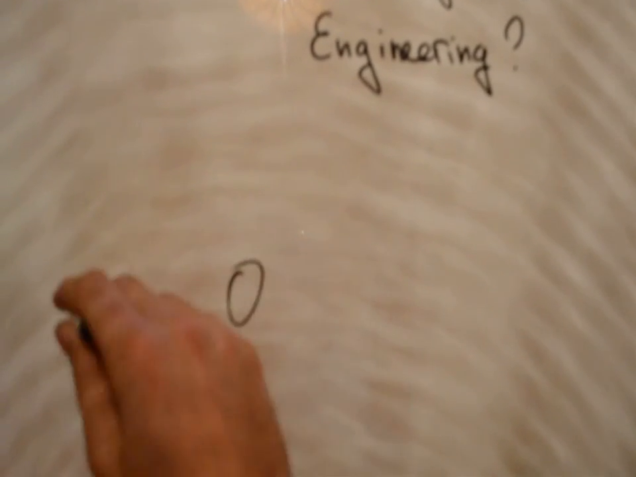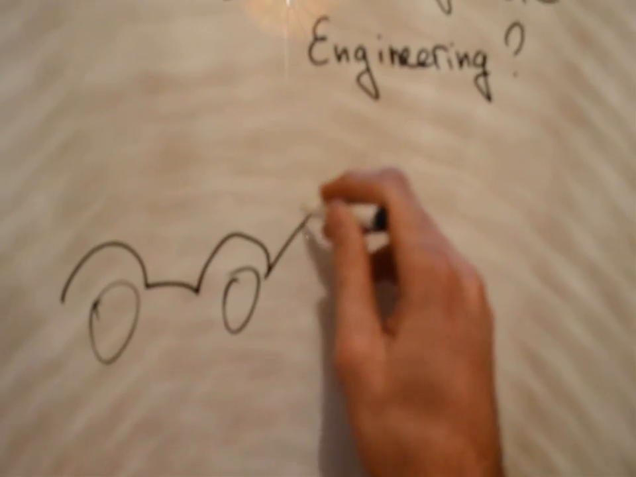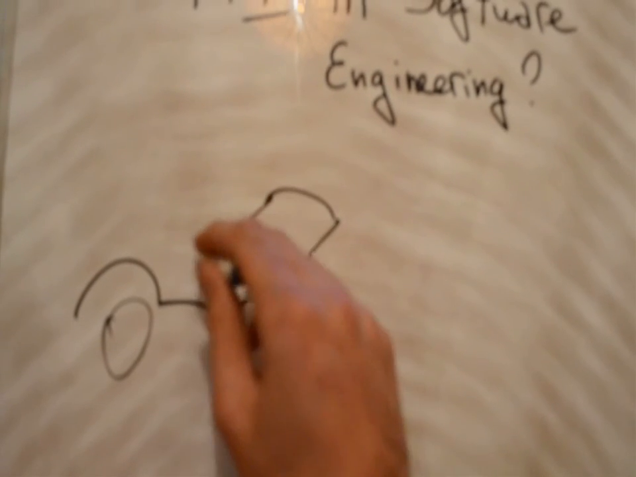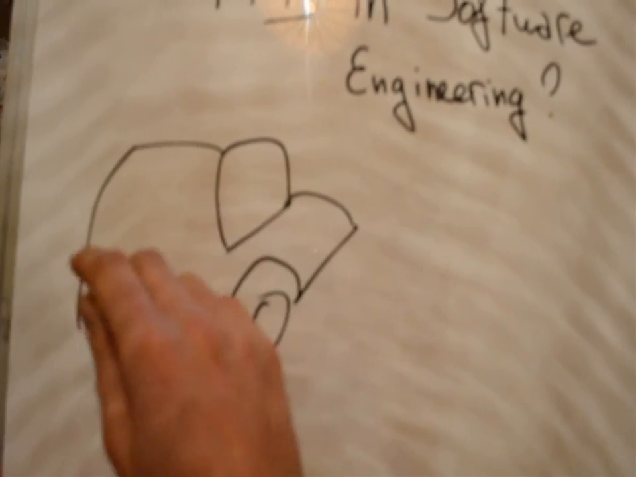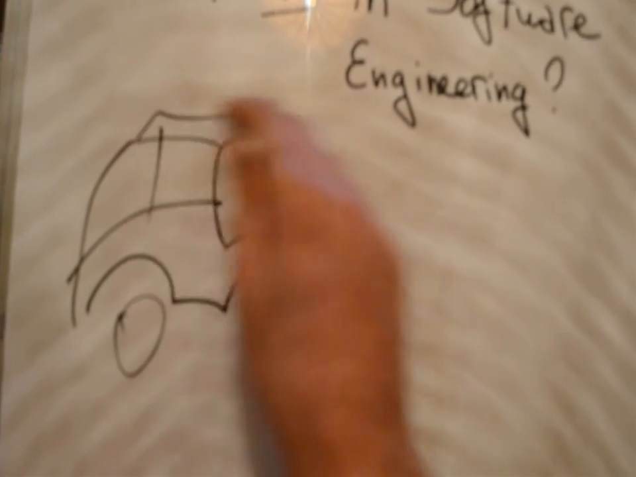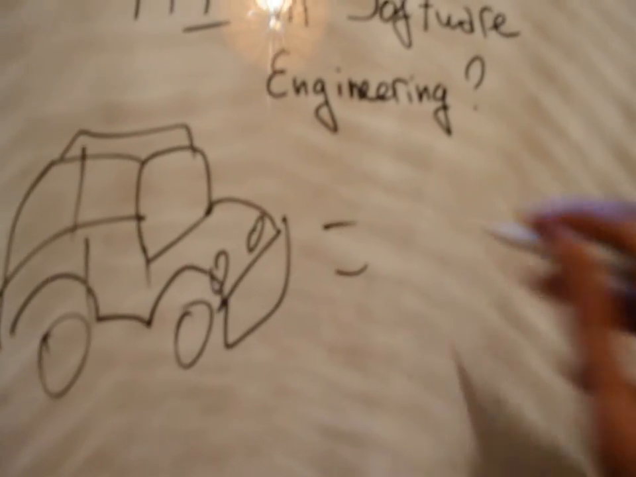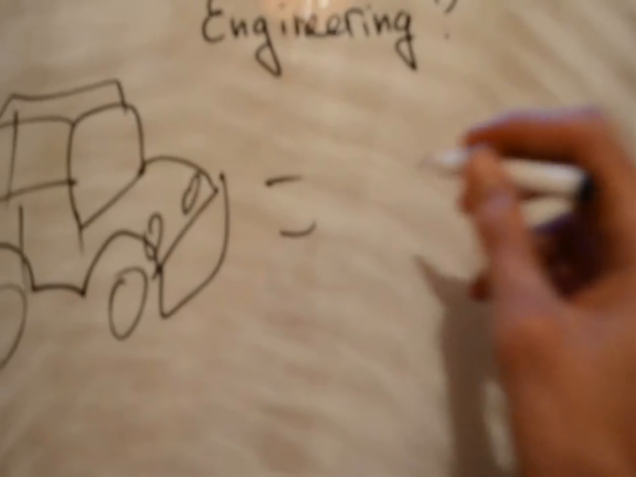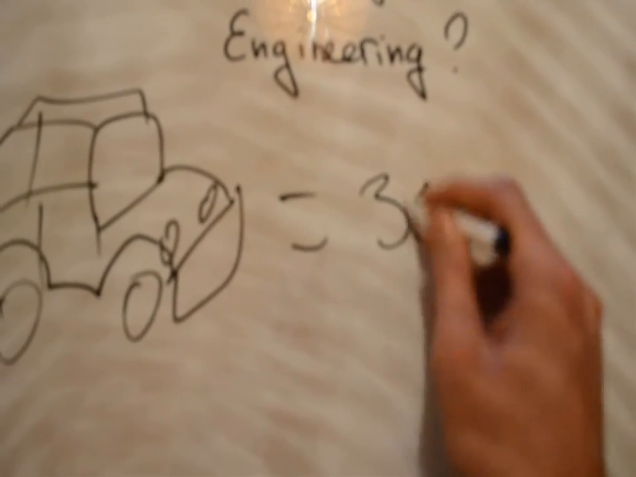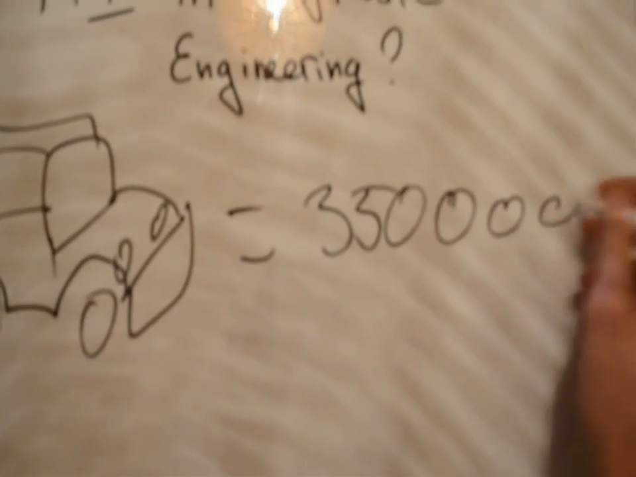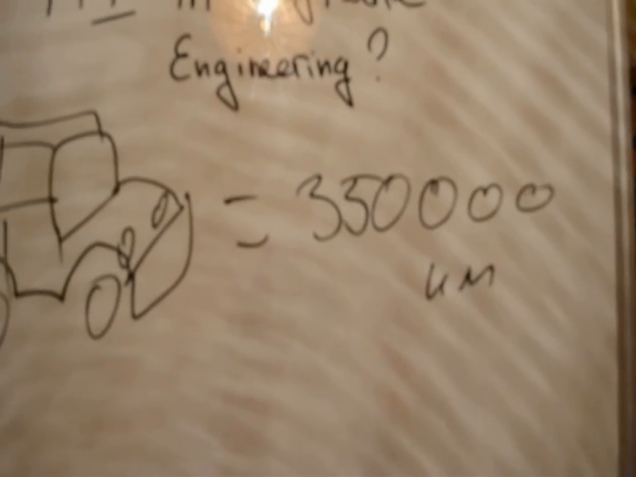Another interesting example is an idea that came from the Google facilities. It's a car that can go autonomously and drive itself. And to this day, this car has driven 350,000 kilometers on its own.